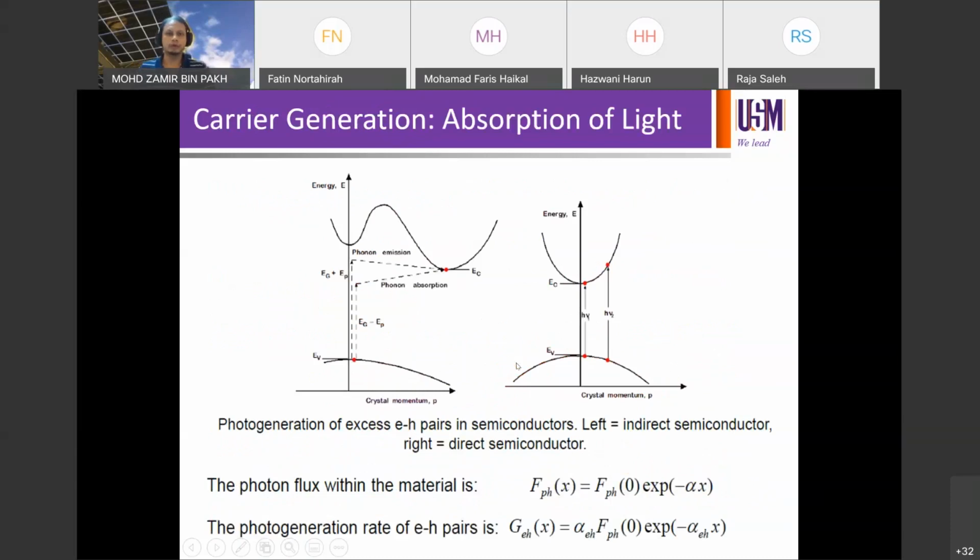So today we're going to look at carrier generation by absorption of light. We've covered optical excitation in the previous slides, and this is exactly how it is done. When you shine light on your semiconductor material, we'll see absorption of the light and excitation of the valence electrons into the conduction band.